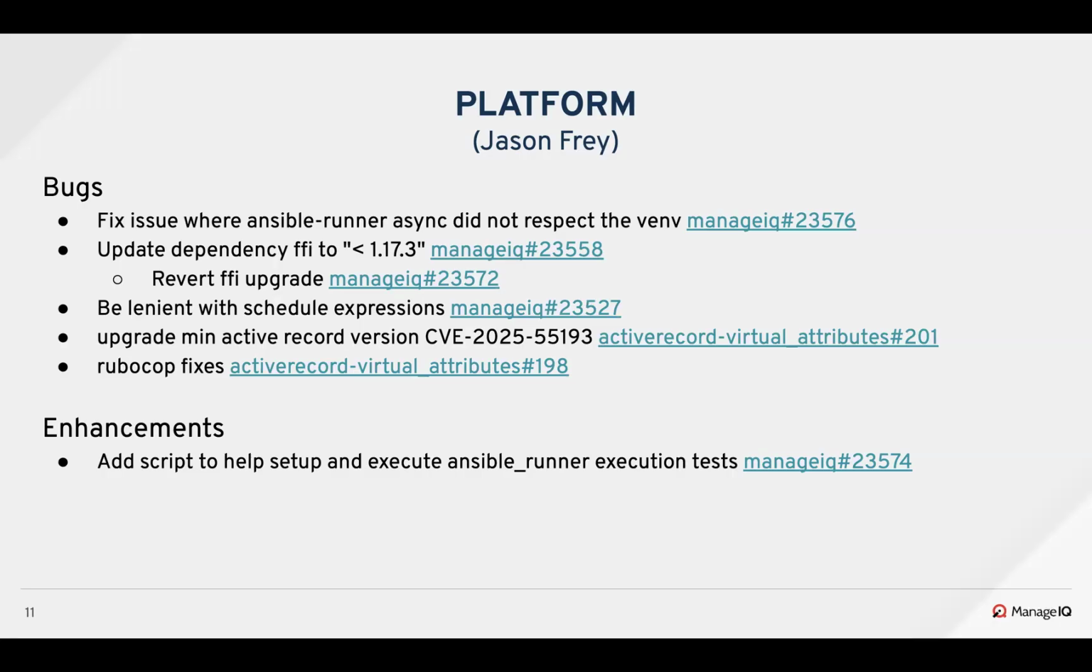On the enhancement side, I added a helper script to help set up and run Ansible Runner execution tests in production. Because we don't ship specs in production, this script pulls down the specs, installs the specs, the test framework, and then executes them. This allows us to better test things with a real virtual environment as opposed to on our development machines where we may not be using it the exact same way that production uses it.